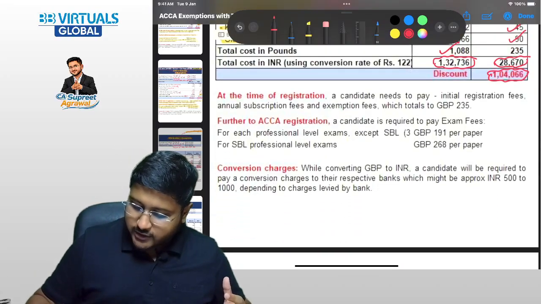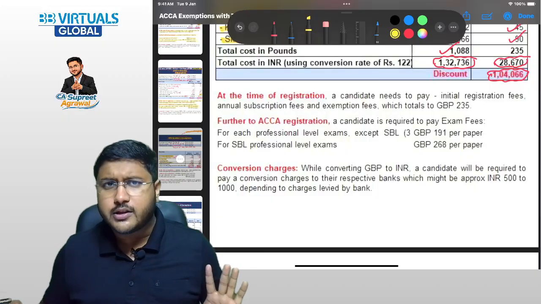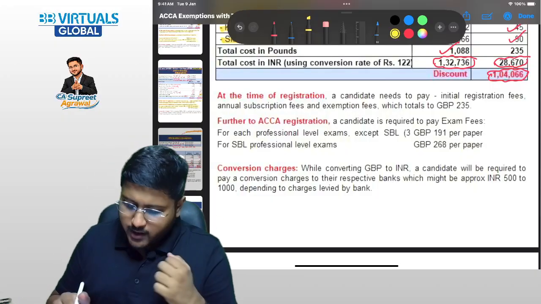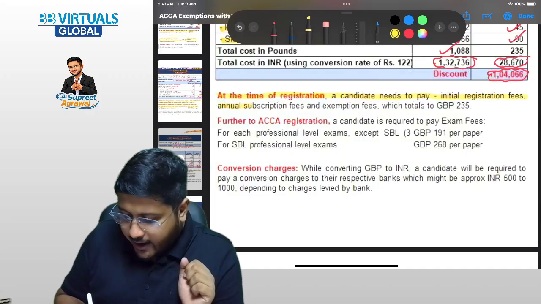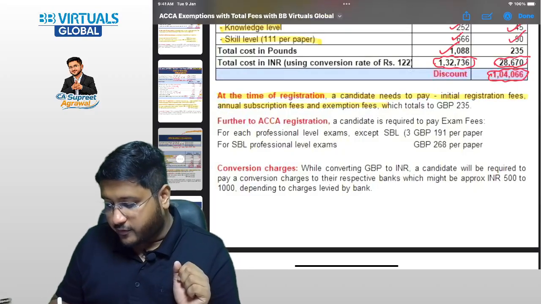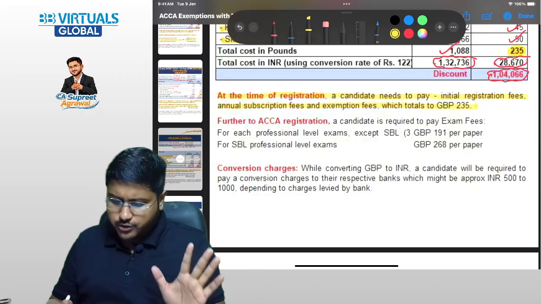Now, there are certain notes that you should understand before going for the qualification, before enrolling with us as well. At the time of registration, a candidate needs to pay initial registration fees, annual subscription fees, and exemption fees, which total to GBP 235 pounds that I've mentioned over here.